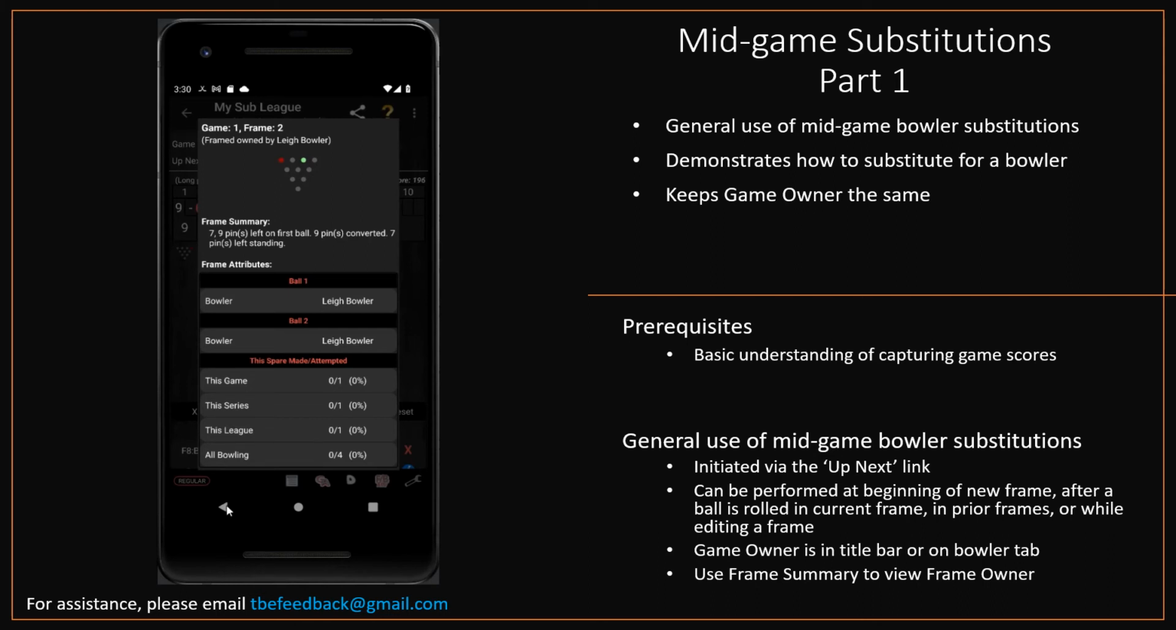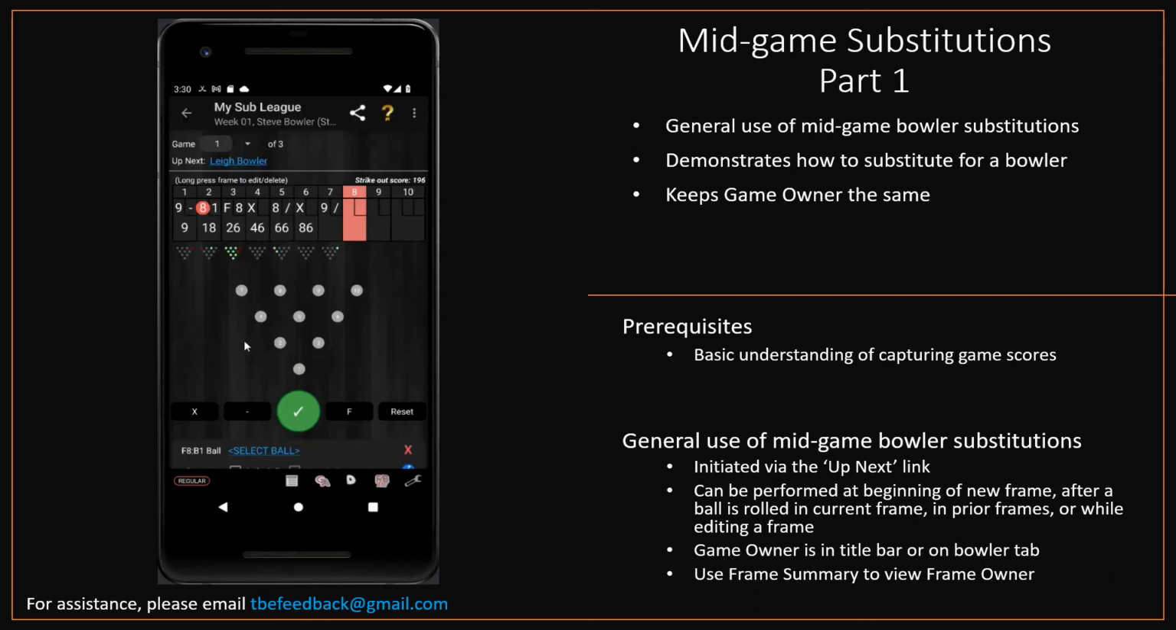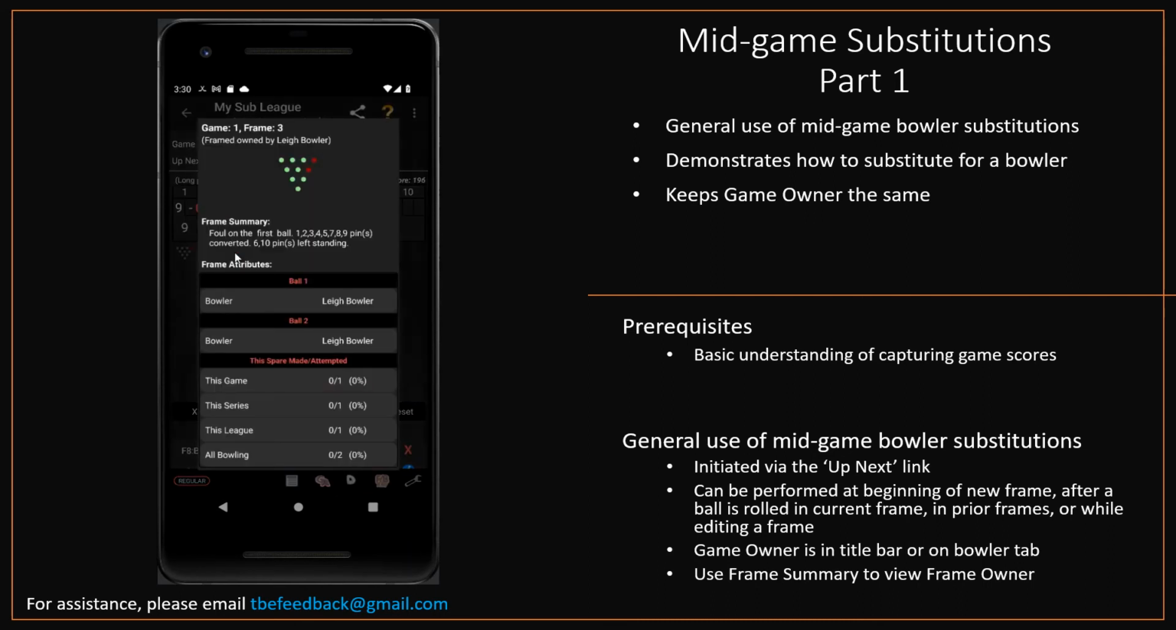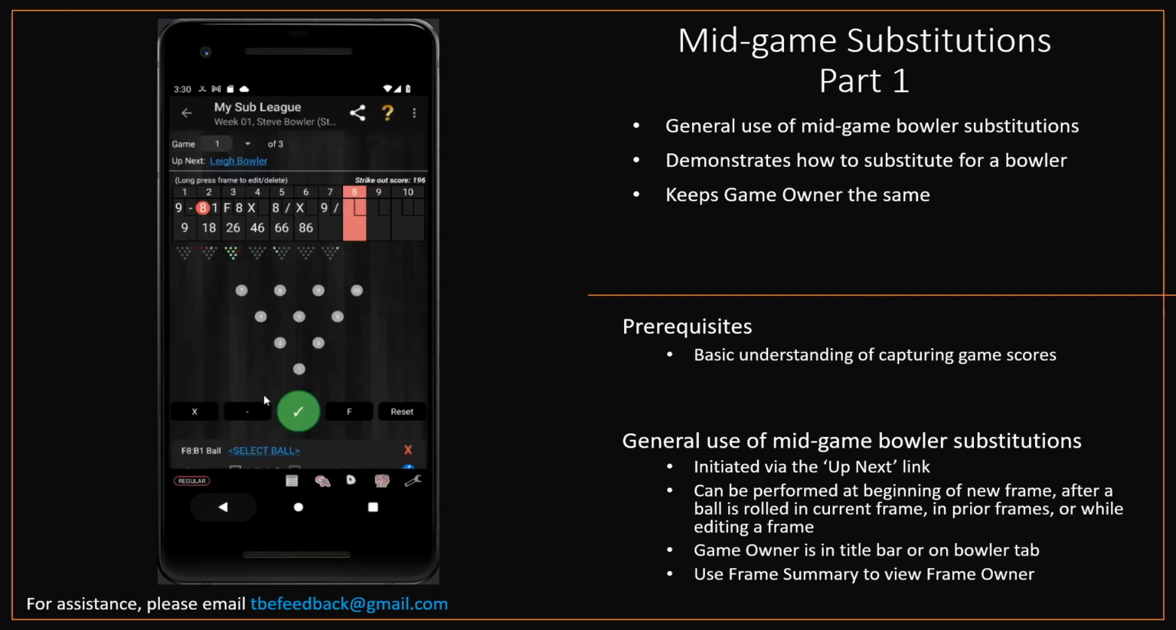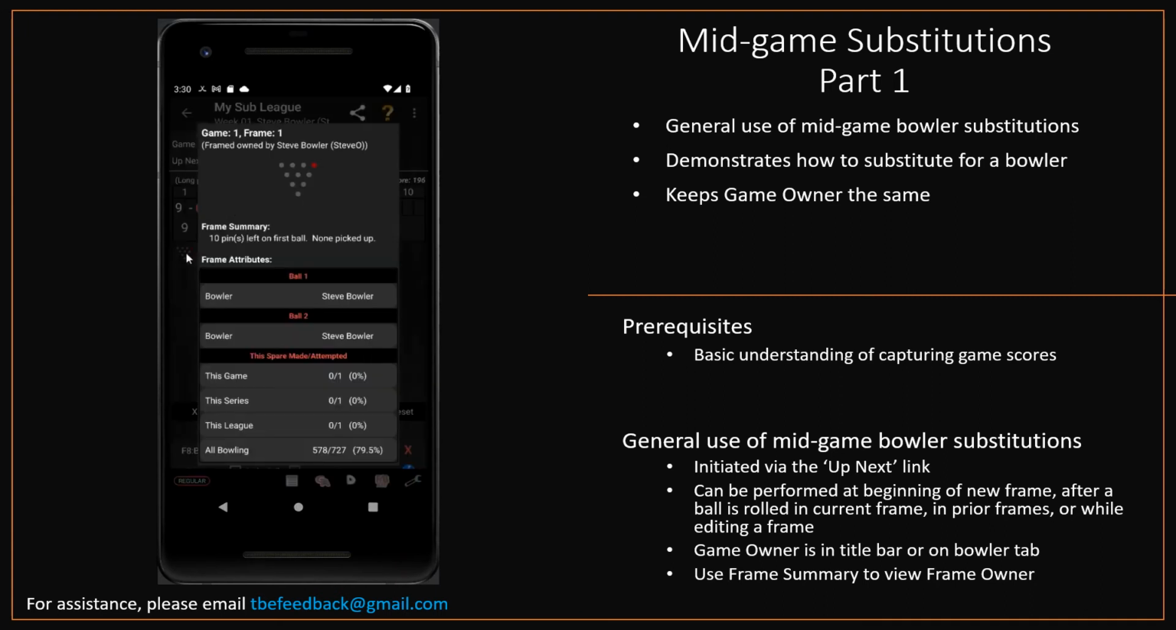And then let's close frame summary. And then let's click the pins under frame 3 just for good measure. And you will notice that Lee is the frame owner for frame 3. And then finally, let's click frame 1. And if you remember, Steve bowled frame 1, so Steve is still frame 1 bowler.